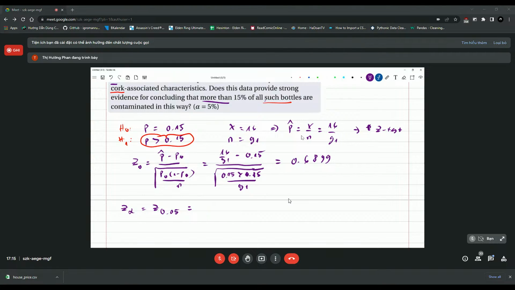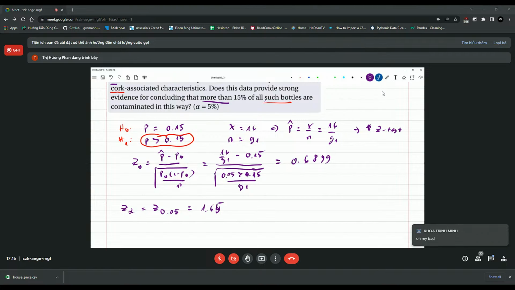Z 0.05 equals, who has done? 1.64, 1.65, which one? I think that it is 1.65. Okay, anyway, you try to check it using the standard score table.